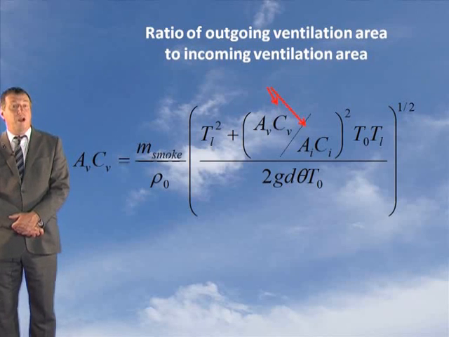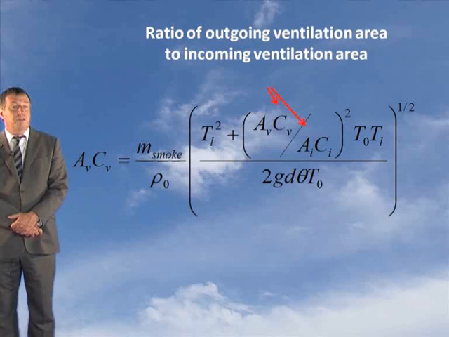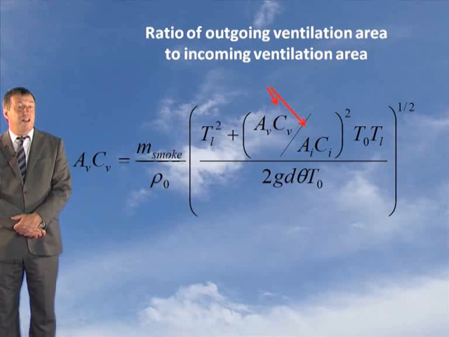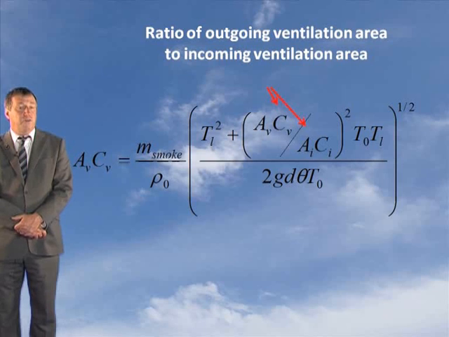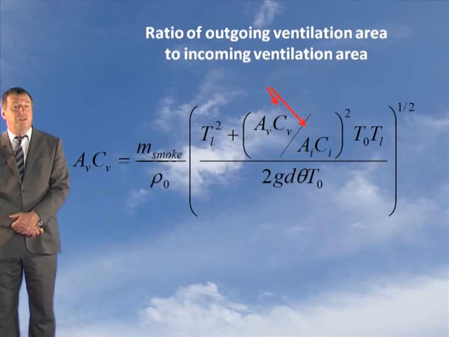For example, if a warehouse had 4 smoke reservoirs, we would expect in a fire situation that 1 would be affected by smoke, and so smoke would be leaving by the ventilators in that 1 reservoir. We would expect incoming replacement air to enter the building by means of the ventilators in the unaffected reservoirs, of which there are 3. The ratio of AVCV to AICI will therefore become 1/3 if all the reservoirs have the same ventilation area.